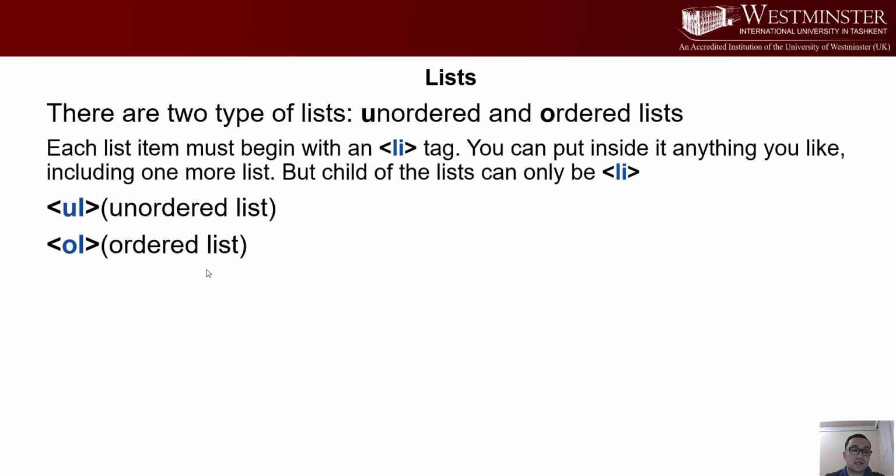So you can notice that UL stands for unordered list. U is the first letter of unordered. OL stands for ordered list, and O is the first letter of ordered.